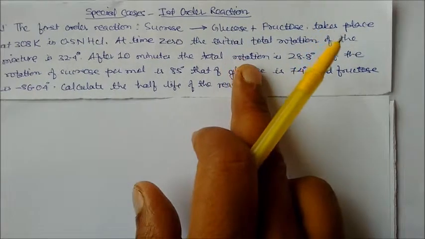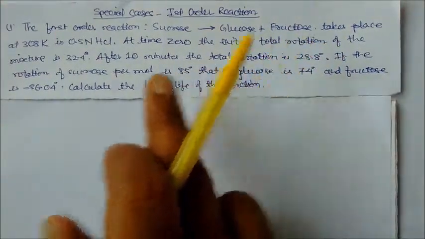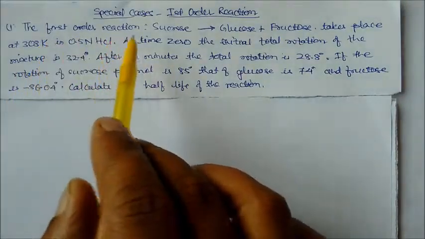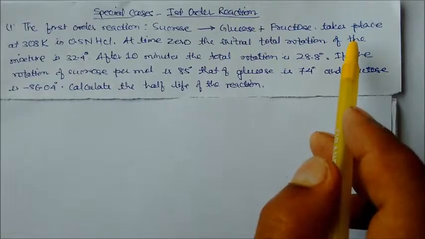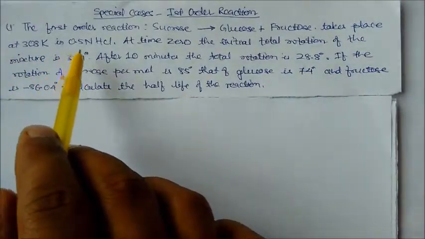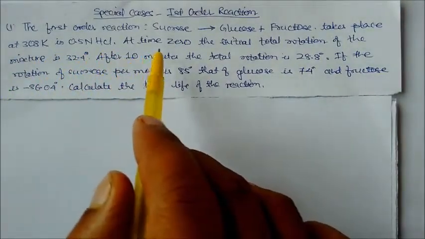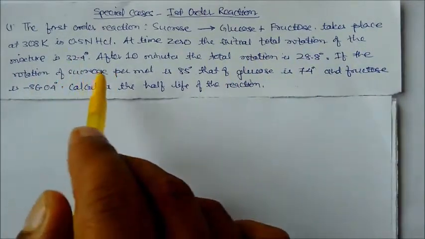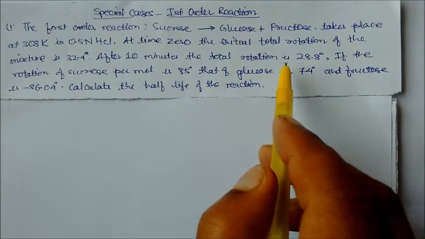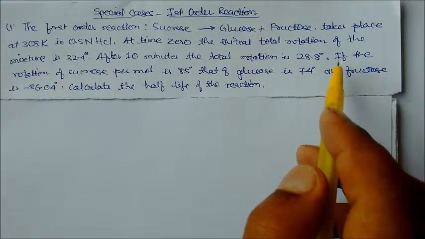So let us here solve some problems on first order reactions. The first order reaction is sucrose converting to glucose plus fructose. It takes place at 308 Kelvin in 0.5 normal HCl. At time 0, the initial rotation of the mixture is 32.4 degree. After 10 minutes, the total rotation is 28.8 degree.